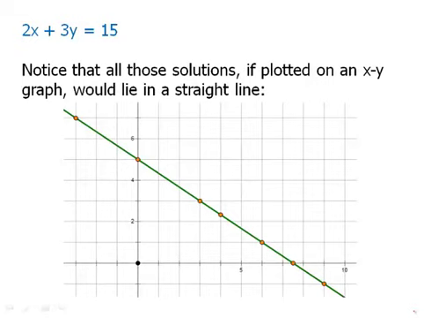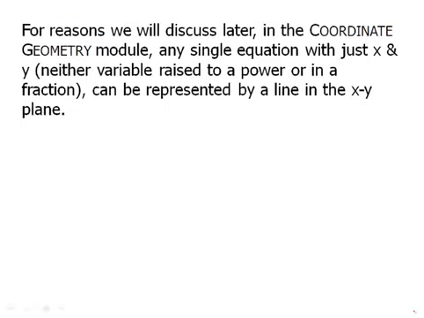Notice all those solutions, if plotted on an xy graph, would lie on a straight line. So all the 7 solutions that we mentioned, those are the 7 dots on this diagram, and they all lie on a straight line. Now, for reasons we will discuss later in the coordinate geometry module, any single equation with just x and y, neither variable raised to a power or in a fraction, can be represented by a line in the xy plane.